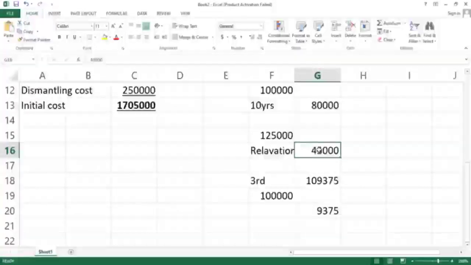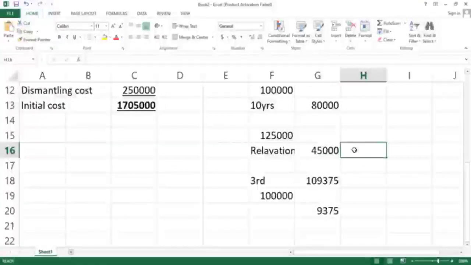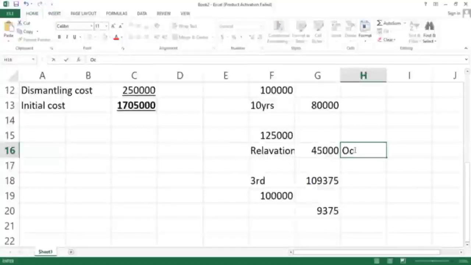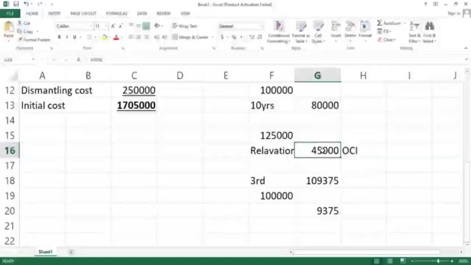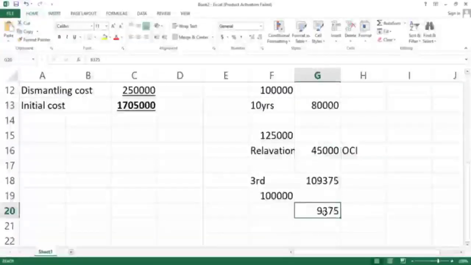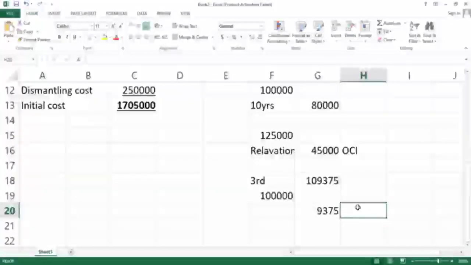The gain should have been the difference between the 9,375 and the 45,000. That should have been the actual gain, isn't it? So where did we send the 45,000 first? Under comprehensive income. So the loss, where are you going to send the loss? We have to send it to other comprehensive income to net the 45,000, to reduce it. Yes, sir.